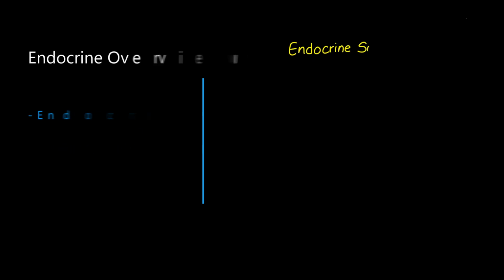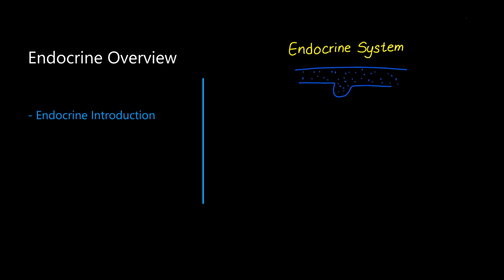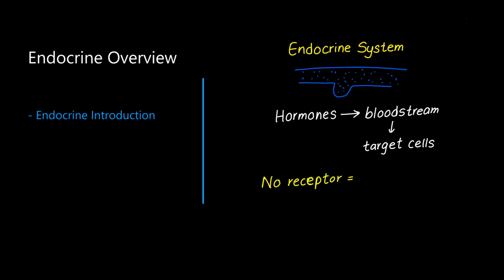Now we are shifting into the endocrine system, which works hand in hand with the nervous system. The endocrine system uses hormones, chemical messengers released by glands into the bloodstream. These hormones travel to target cells that have specific receptors for them. No receptor, no response. That selectivity is what makes the system precise.